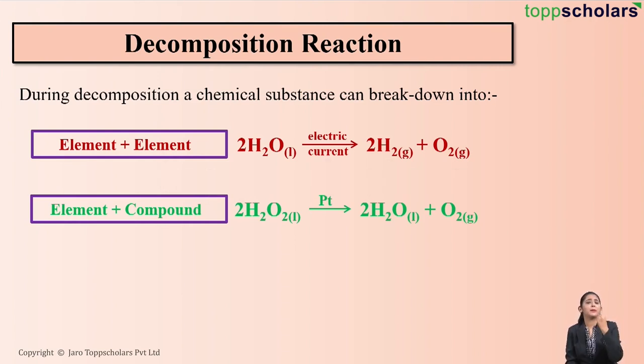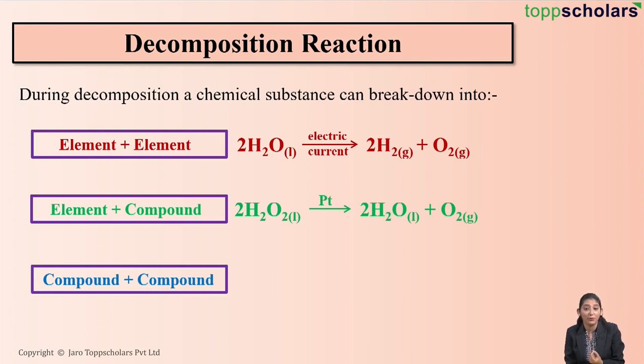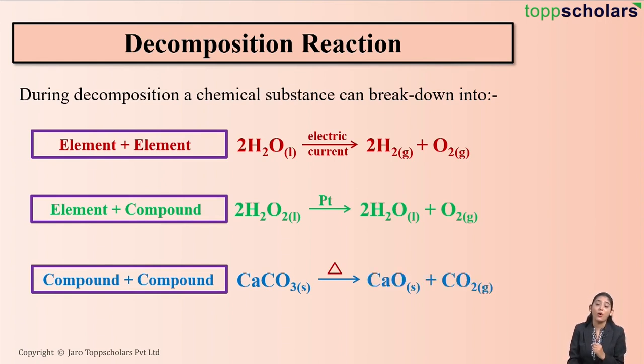Similarly, the substance can break down into two compounds, right? So, for example, we have calcium carbonate. When we heat calcium carbonate, it decomposes to give calcium oxide and carbon dioxide gas. Now, again, you can look over here. We have two compounds formed on the product side, which means that calcium carbonate on heating decomposes to give two compounds, that is calcium oxide and carbon dioxide. So friends, as we've now understood about decomposition reaction, during a decomposition reaction, the substance can break down into two elements, or an element and a compound, or two compounds, exactly.